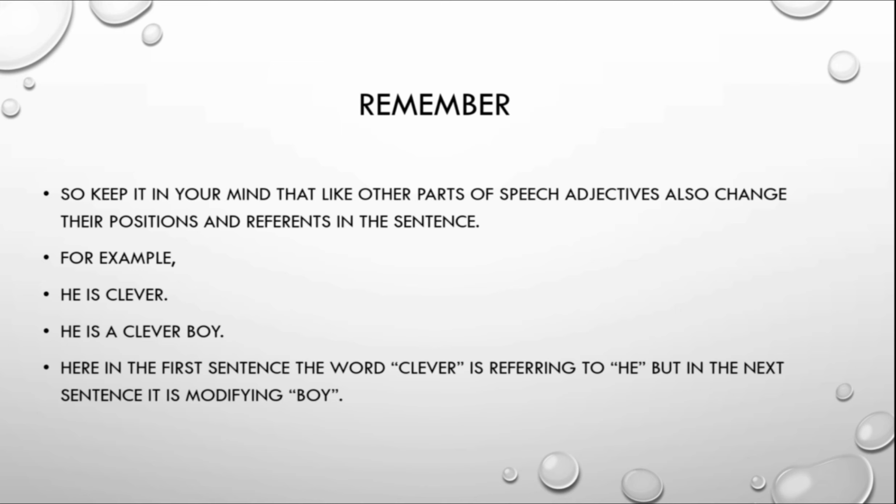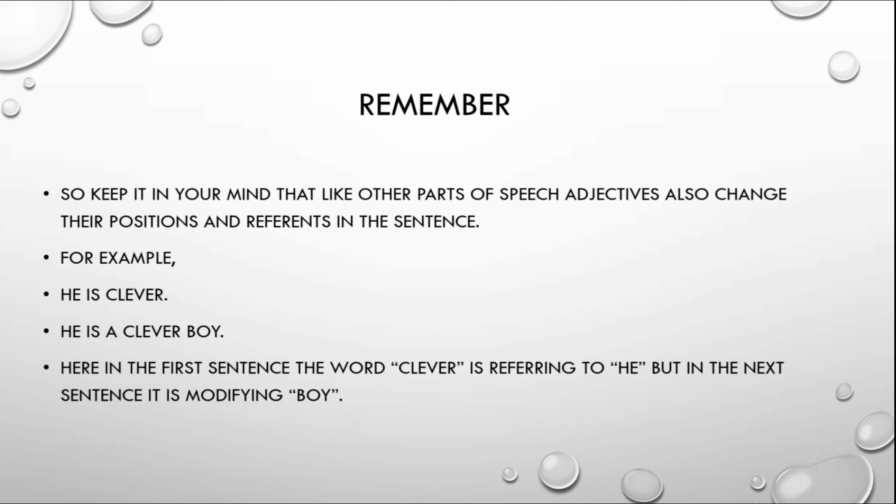So keep it in your mind that, like other parts of speech, adjectives also change their positions and reference in the sentence. What do we mean by reference? It means the thing that we are referring to. For example, if I say he is clever, in this sentence, clever is referring to he. But in the next sentence, he is a clever boy, now clever is referring to boy, not he, because it is used with the word boy.